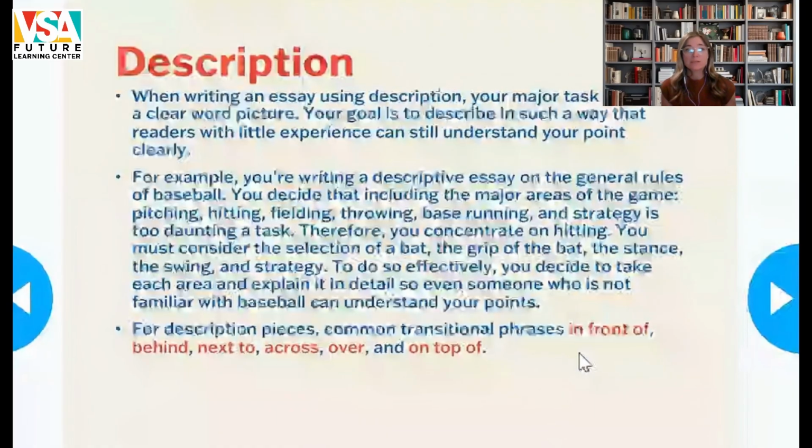For these description pieces, you're going to use common transitional phrases like in front of, behind, next to, across, over, or even on top of. So that's where the spatial comes in, but you still want to make sure you're describing. For example, you're going to physically describe where you're placing your hands on the bat, but you're also probably going to describe what's going on around you outside.